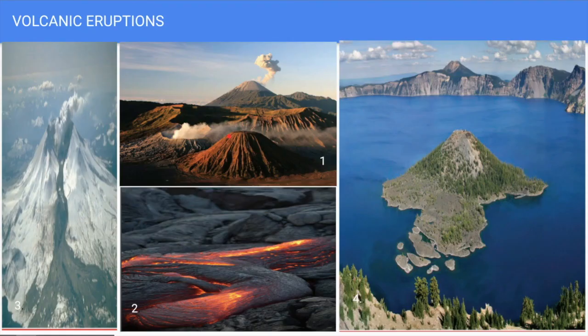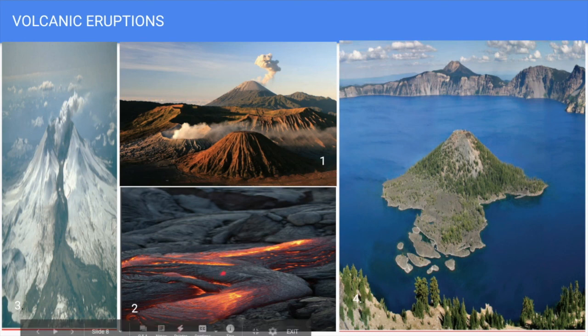The third type of event that can cause a rapid change is volcanic eruptions. We have talked about volcanic eruptions and how the lava and the ash can change the land. The volcanoes that you see in this picture are active volcanoes in Indonesia. These volcanoes are constantly erupting.